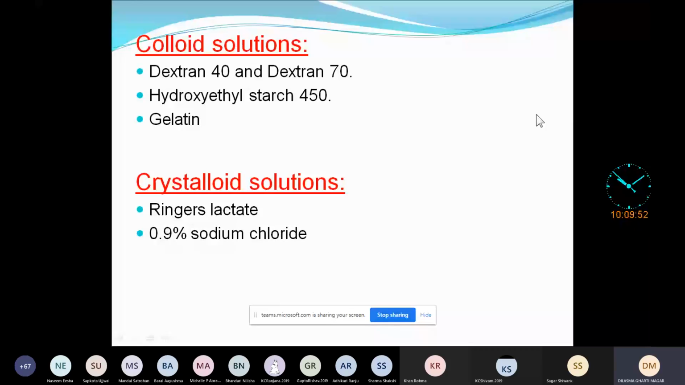So under the plasma expander, there are two types of solutions: one is the colloidal solution and another one is the crystalloid solution.